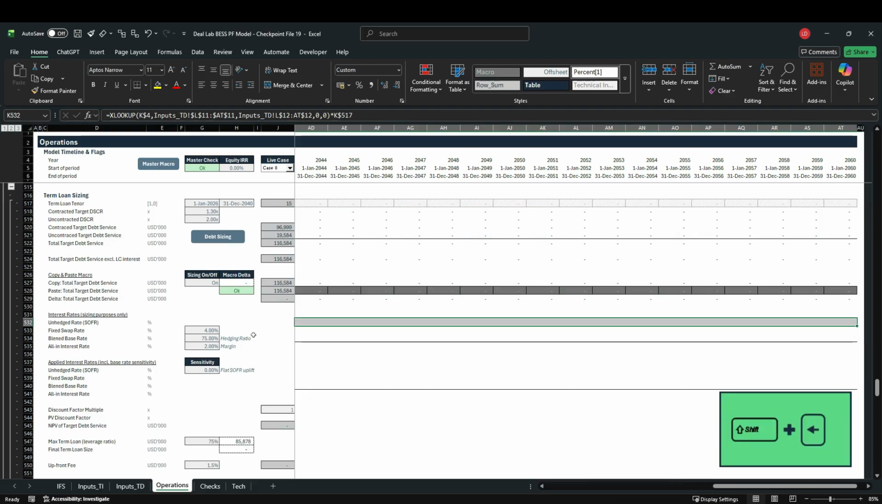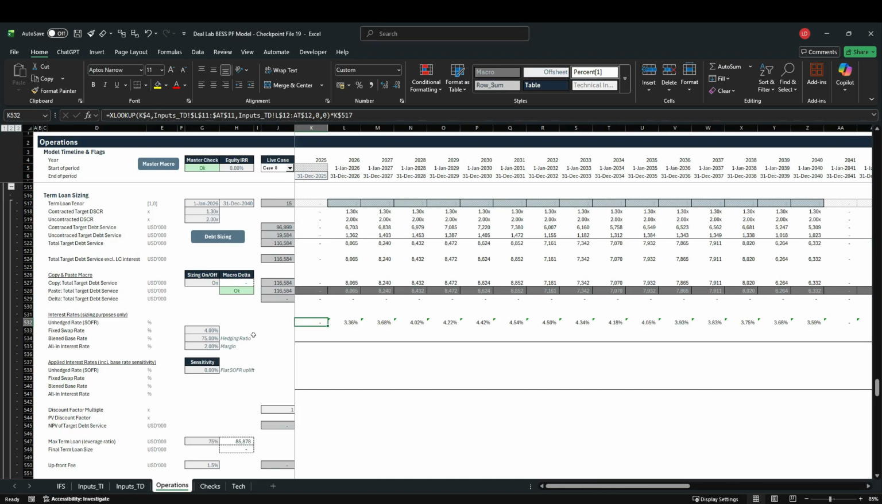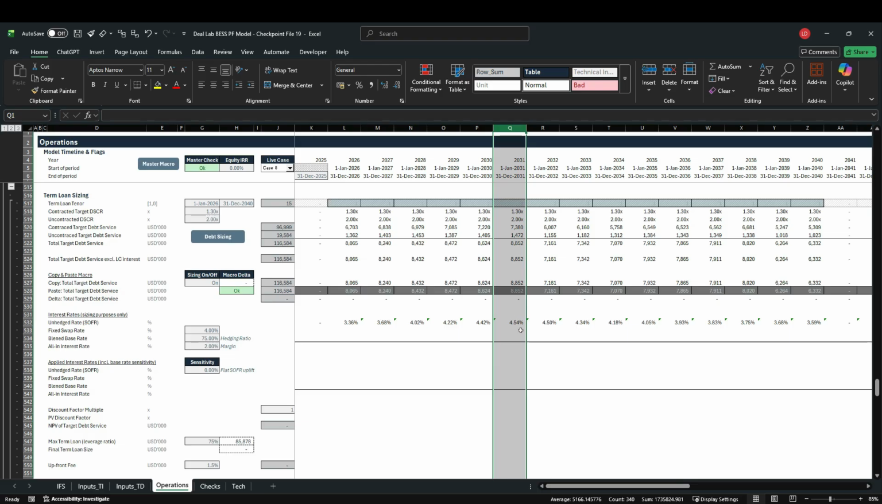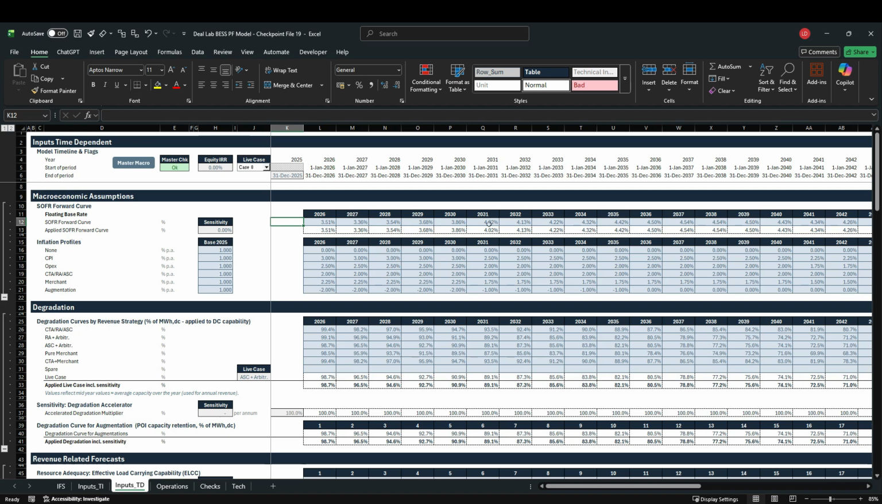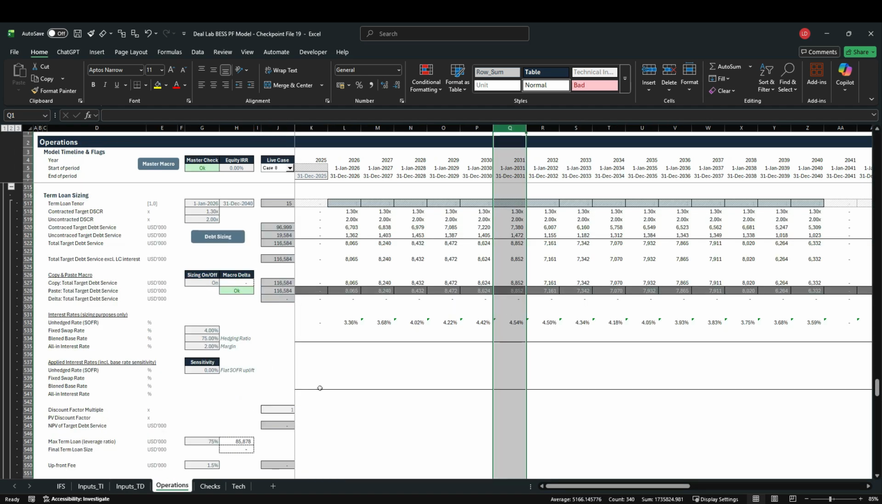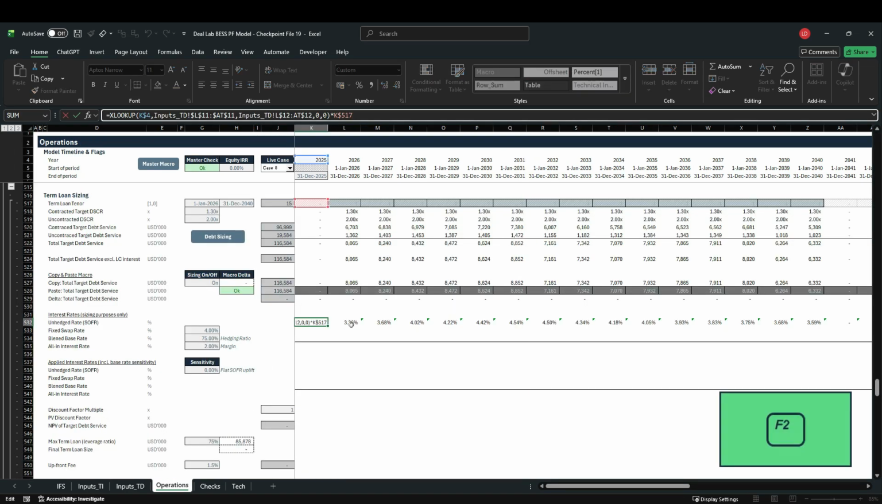Drag this over, Control R, and we get an error here. And we can ignore that for now. Let's just double check. Let's see, 2031 is 4.54%. And that's actually not the case. So let's double check our formula. Hit F2. And yes, actually we got the anchoring wrong.